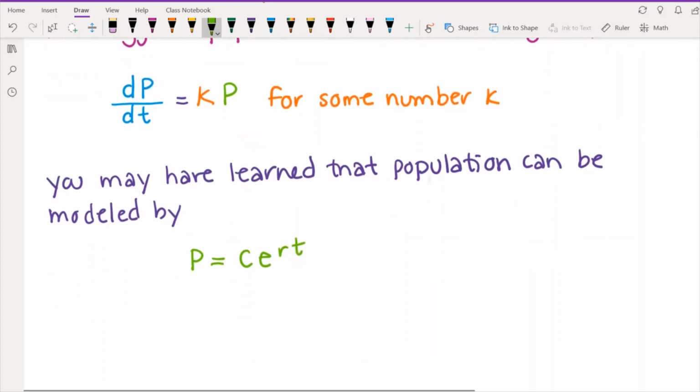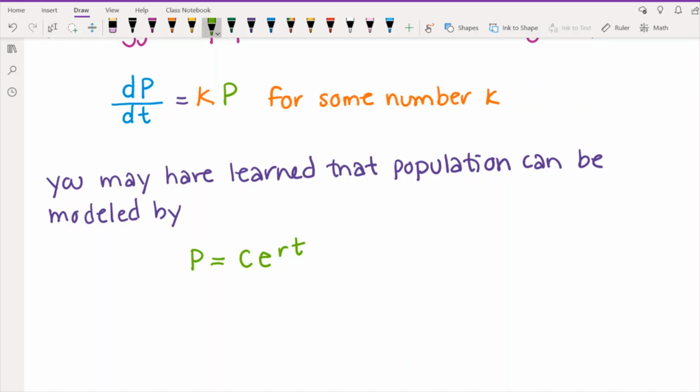And there are a lot of things that can be modeled with that equation. You might have also seen it in the context of interest, so earning interest in a bank account. But the same equation also works for population growth. C here represents the initial population, and r represents some kind of growth rate. This is an equation that, at least for me, I saw in many math classes over the years, coming up as an example.